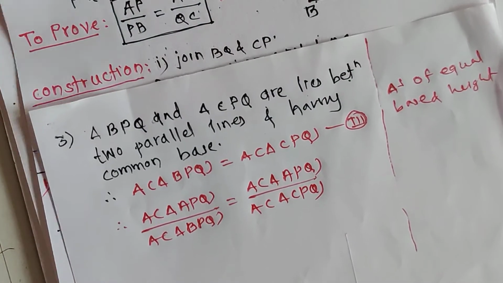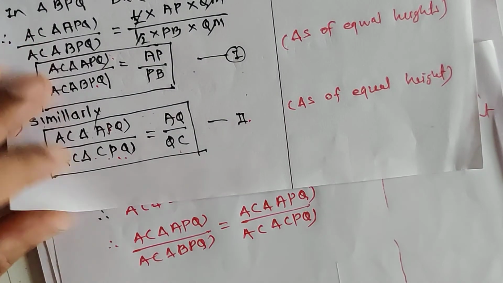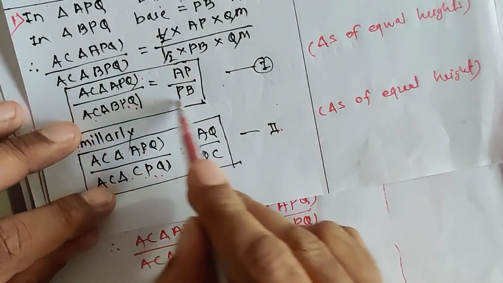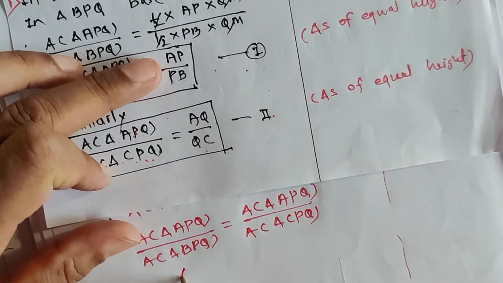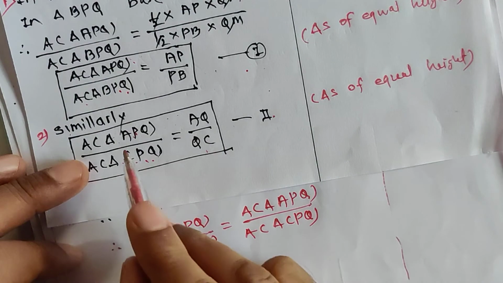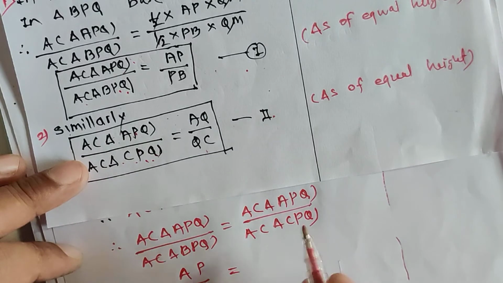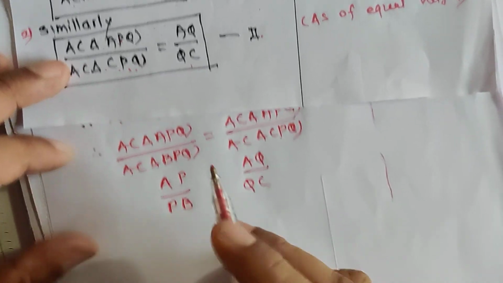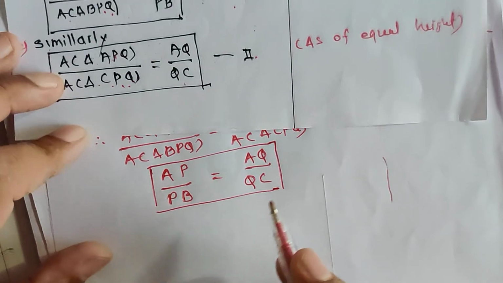Now from 1 and 2, if we substitute the value, what is our 1? Here it is 1. Area of triangle APQ upon BPQ is equal to AP by PB. So from 1, substitute the value of this one as AP upon PB, and from 2, this ratio is equal to AQ by QC. Substitute the value of this ratio, AQ upon QC. So in this way we can prove this one, AP upon PB is equal to AQ upon QC.